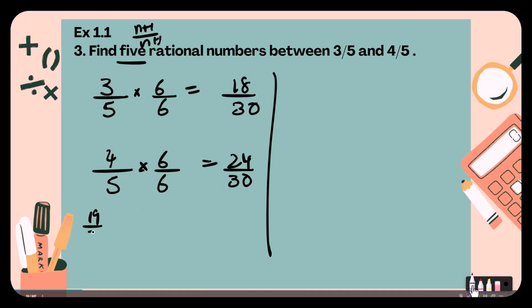19 by 30, 20 by 30, correct? You'll get exact numbers, okay? 21 by 30, then we have 22 by 30, we have 23 by 30, right? This is the first method we discussed.